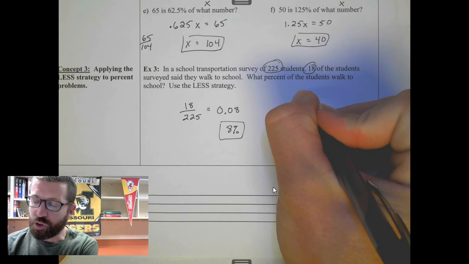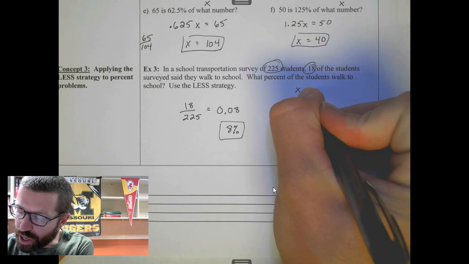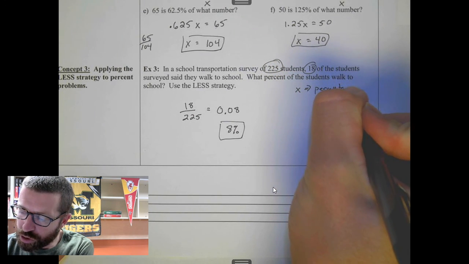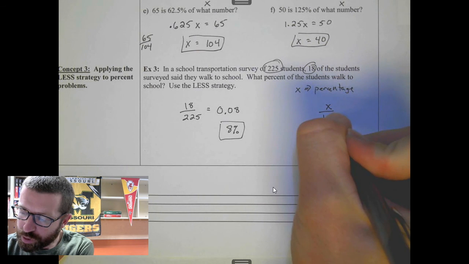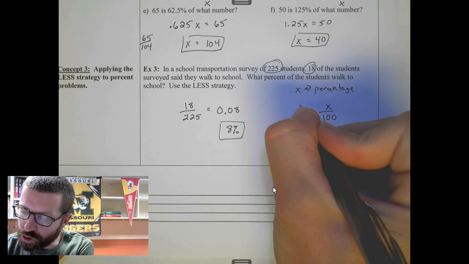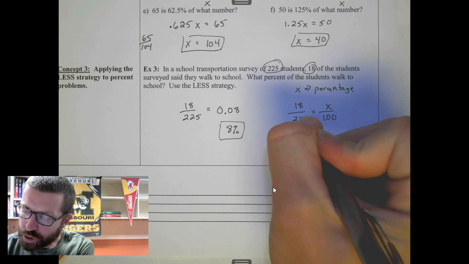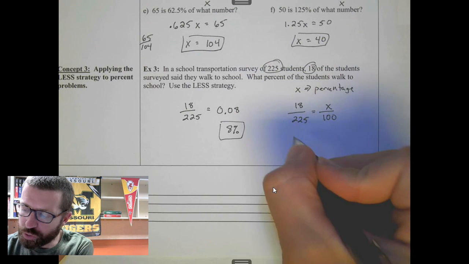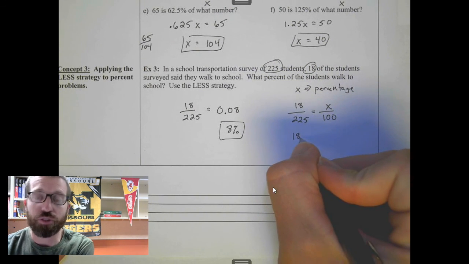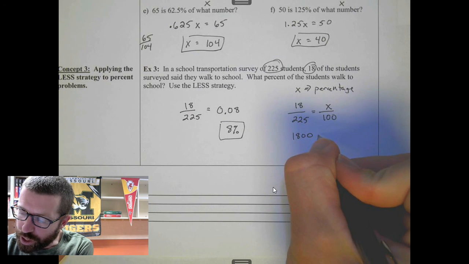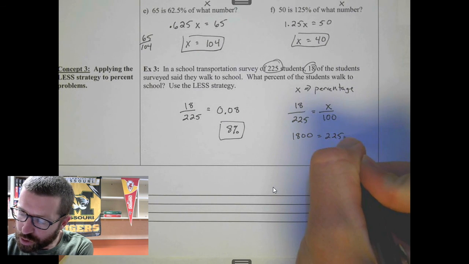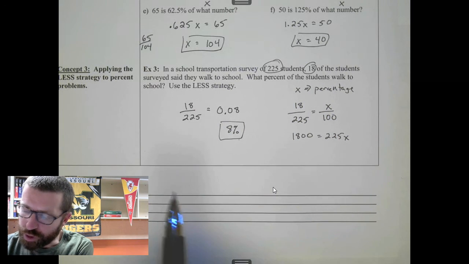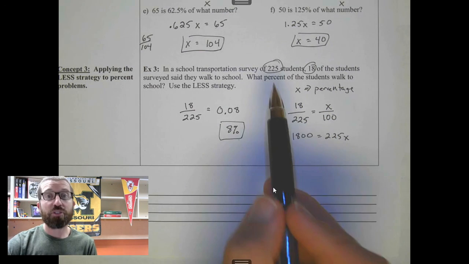If you wanted to do the is over of thing, you could say X is the percentage, or the part over total. And we don't know the percentage, so it's X over 100. But we know 18 is the part and 225 is the total. And then you can cross multiply and solve for 8%. And you're here. And that makes sense.